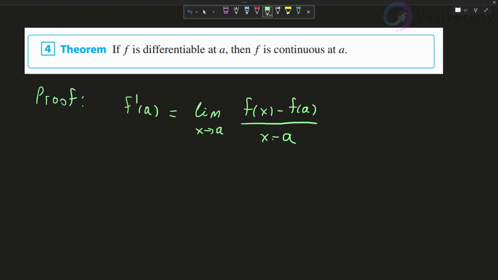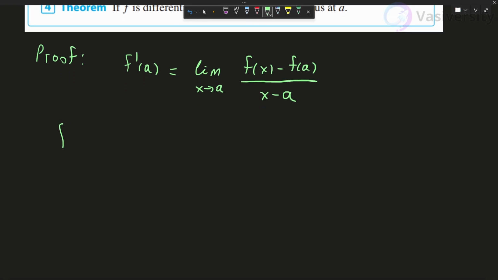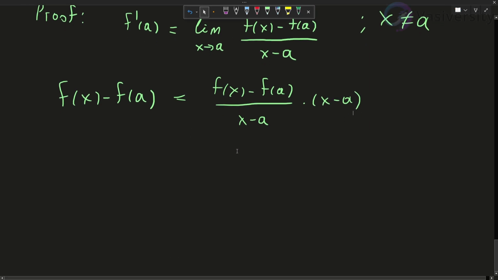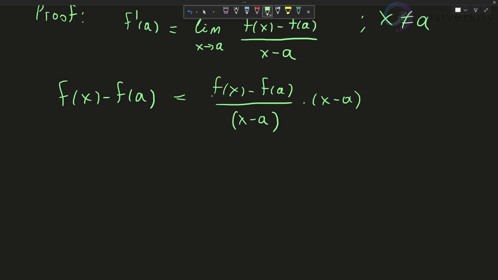So we know what we want to find, but we have to rewrite some things. So let's rewrite it the following way. We're going to take a look at f of x minus f of a, assuming that x is not equal to a, which is why we're taking a limit. So that means we can write it as (f of x minus f of a) over (x minus a) times (x minus a). Okay, that's perfectly valid. That's fine, because this is the same thing.